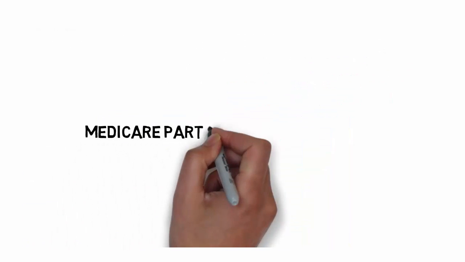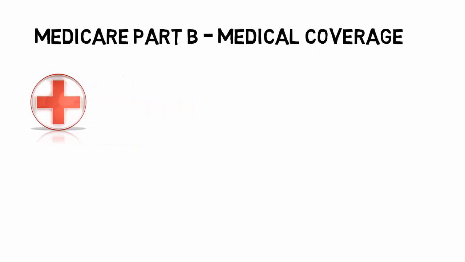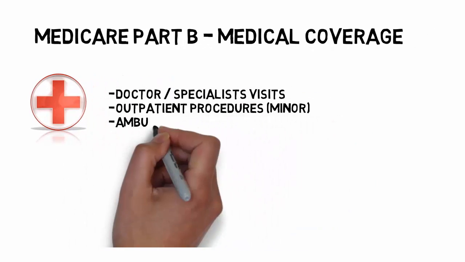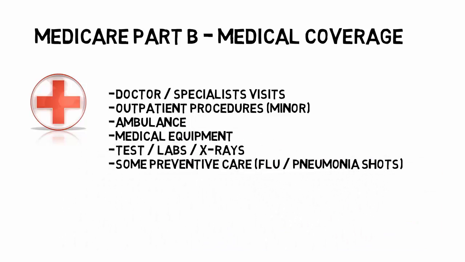Medicare Part B is the medical portion of Medicare. This covers doctor's visits, minor outpatient procedures, ambulance, tests, labs, and x-rays, and some preventive services including flu shots, pneumonia shots, mammograms, pap smears, pelvic exams, prostate cancer screening exams, and many others.